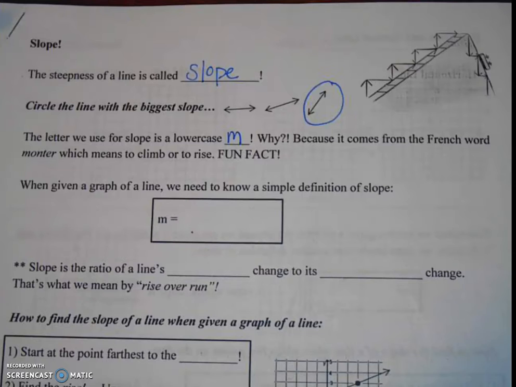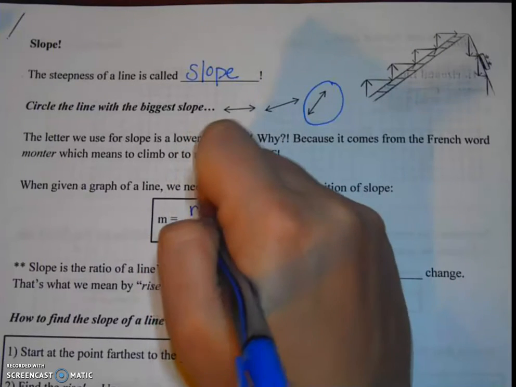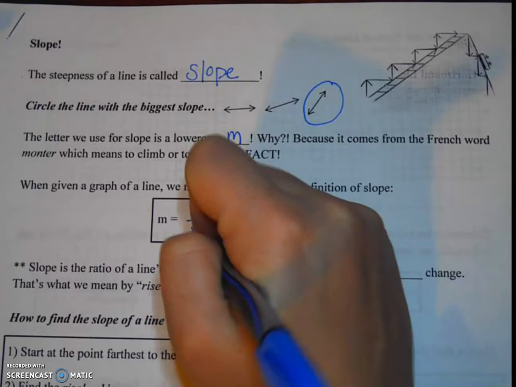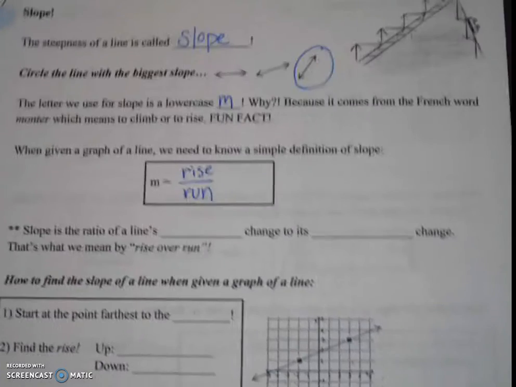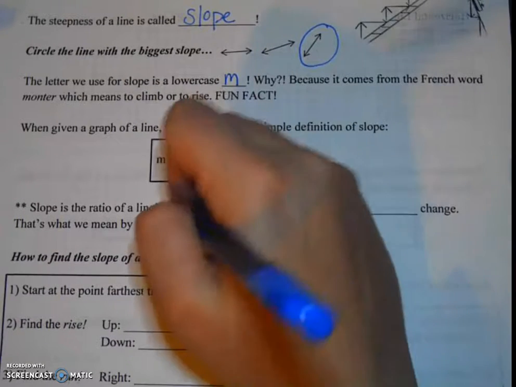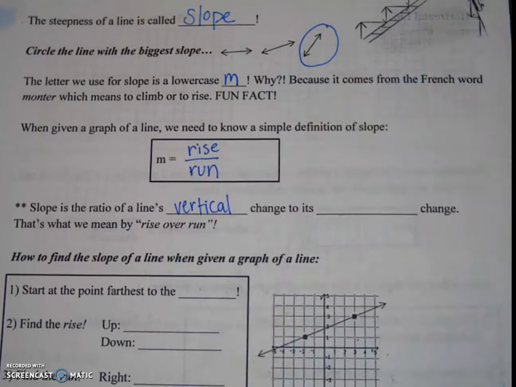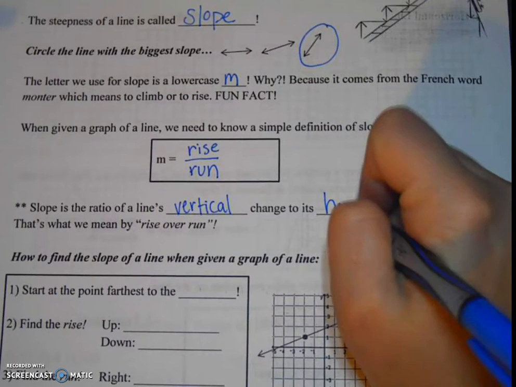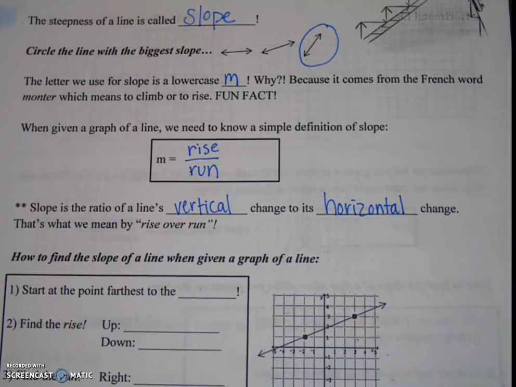So when given the graph of a line, we need to know that the definition of slope is the rise over the run. In other words, the slope is the ratio of a line's vertical change to a line's horizontal change. How much does it go up to how much does it go left or right? That's what we mean by rise over run.